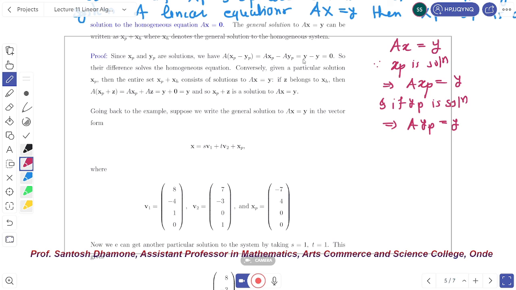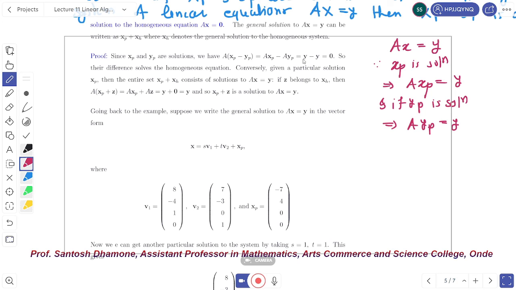Okay, if s is equal to 1 and t is equal to 1, what do we get? x is equal to the vector (8, -4, 1, 0) plus (7, -3, 0, 1) plus (-7, 4, 0, 0), which is equal to (8 - 4 + 7 - 7... ), (-4 - 3 + 4), (1 + 0 + 0), (0 + 1 + 0). What do we get? We get (8, -3, 1, 1).